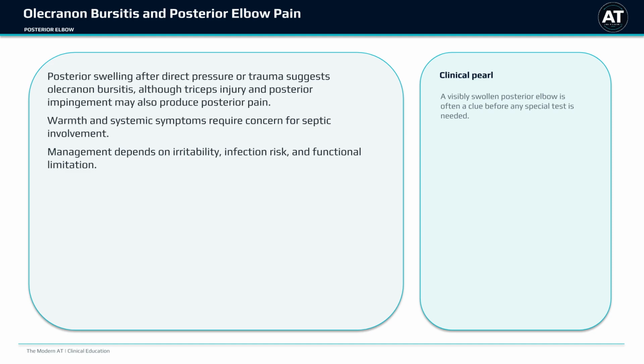Not all posterior pain is bursitis. Triceps tendinopathy, triceps strain, posterior impingement, olecranon stress injury, or fracture can also contribute. The most important screen is infection. Redness, warmth, fever, drainage, rapidly worsening swelling, or systemic symptoms raise concern for septic bursitis and should prompt referral.